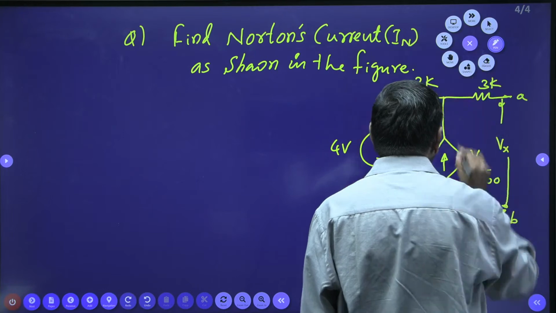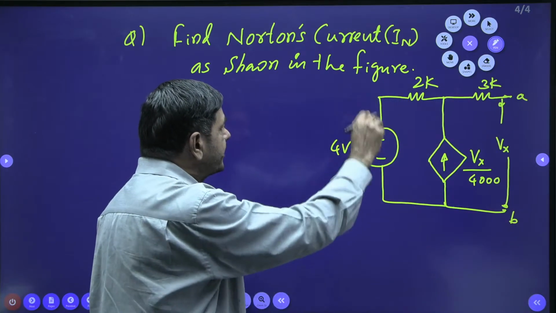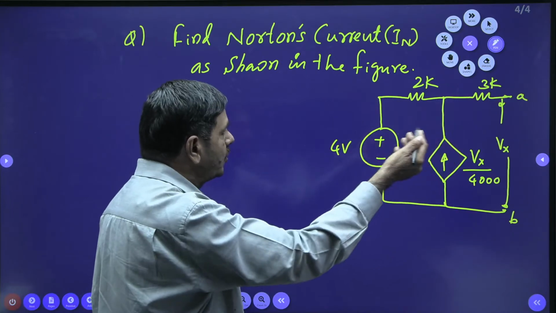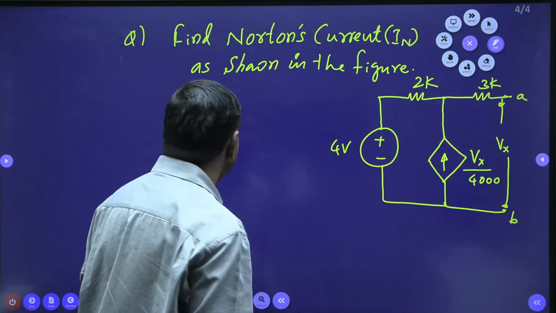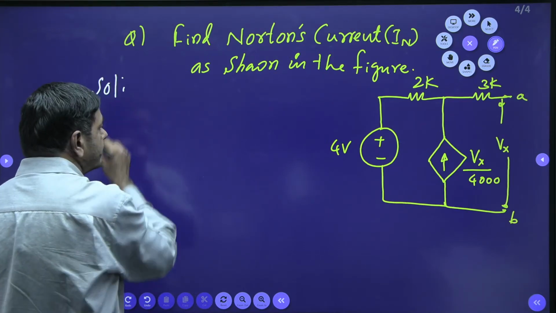What you have to do at first, to find out the Norton's current, AB must be shorted. The load is removed anyhow, the load is not given. You have to short circuit. I will draw the circuit in this way again.